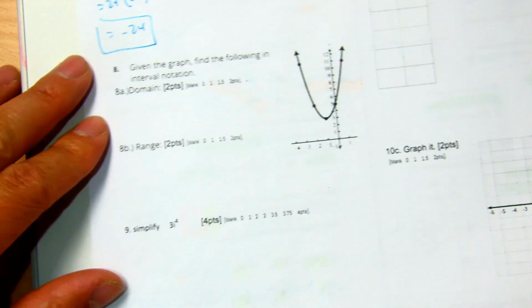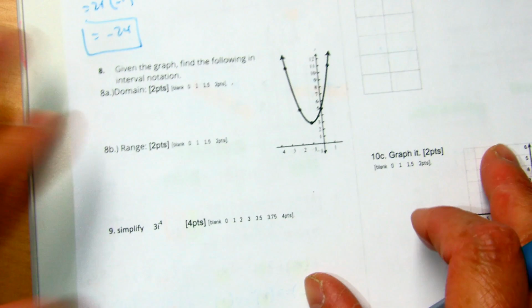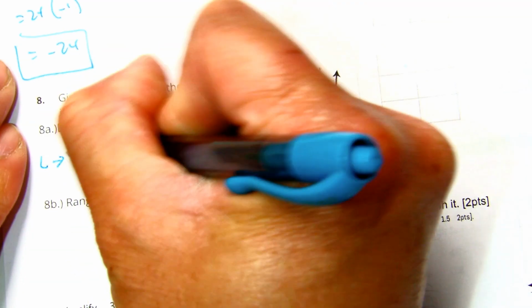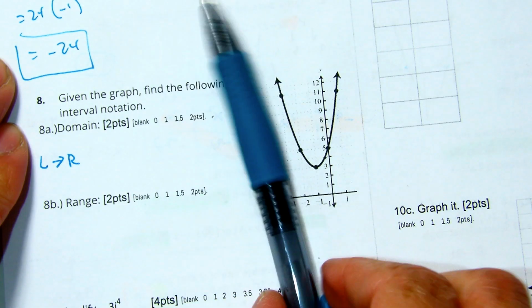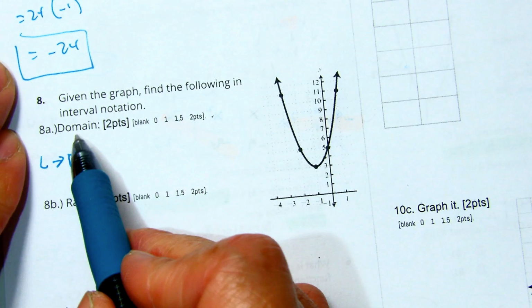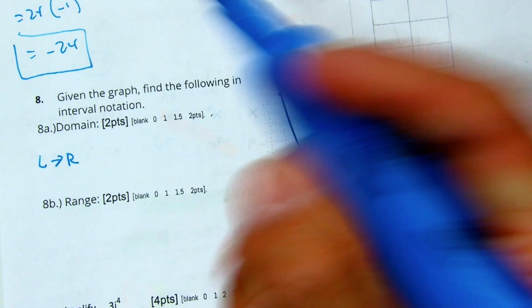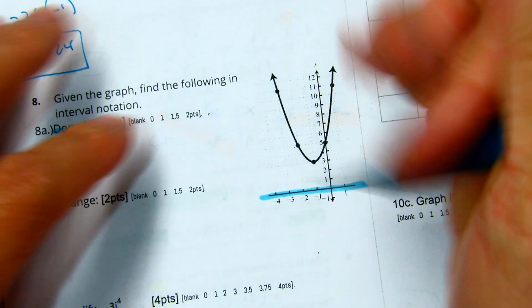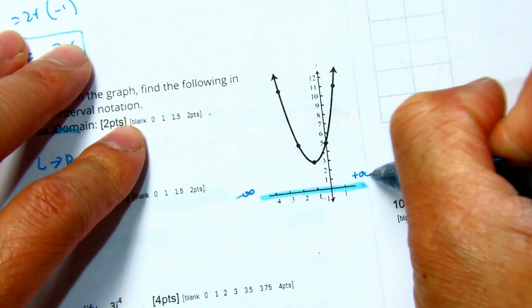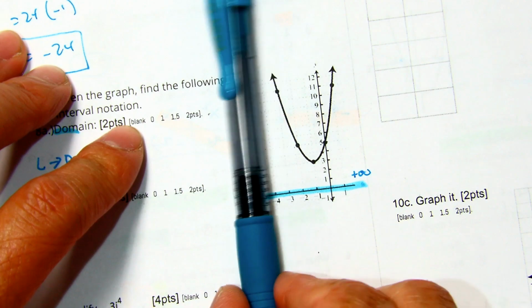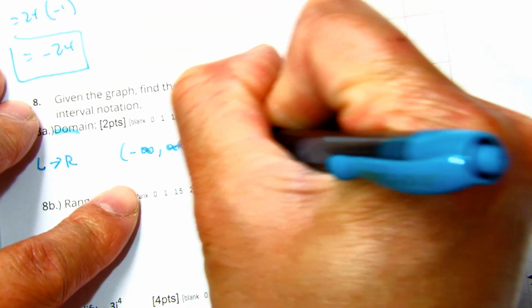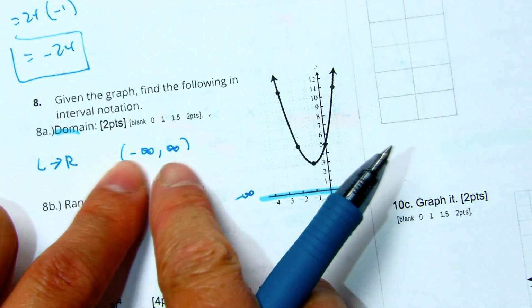Alright, number 8. Given the graph, find the following interval notation. Domain goes left to right. So my graph's over here. I'm going to label my domain. So we're just focusing on this question, just this blue here. So over here is negative numbers, positive numbers. So arrow means automatically negative, positive. Your answer is negative infinity to positive infinity. Remember, you're always using parentheses with infinities.